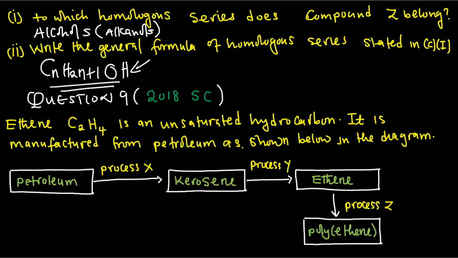Okay? Now, what are the questions? As you can see, petroleum contains several components, hundreds of them. Through process X, it results into what? Kerosene. Now, kerosene through process Y results into what? Ethene. Ethene through process Z results into what? Polyethylene. So what is prepared here? We are looking at ethene.